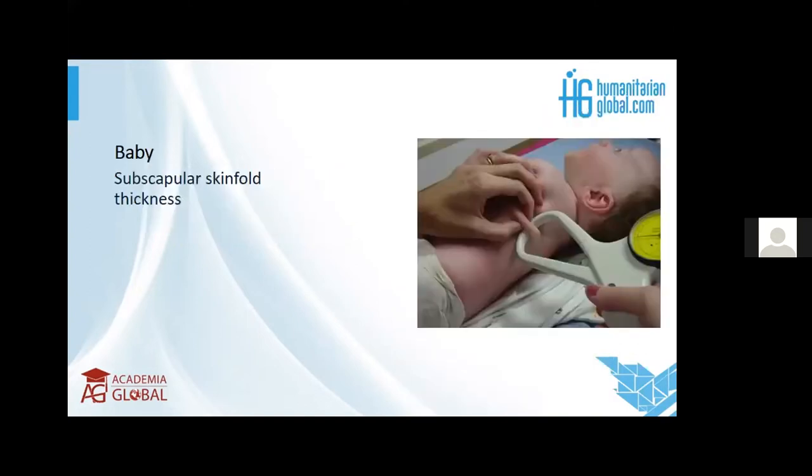We can also take a baby. Now that is a subscapular skin fold thickness of a child. You can also see they're using a type of caliper that is plastic. It's not so much a meter there.